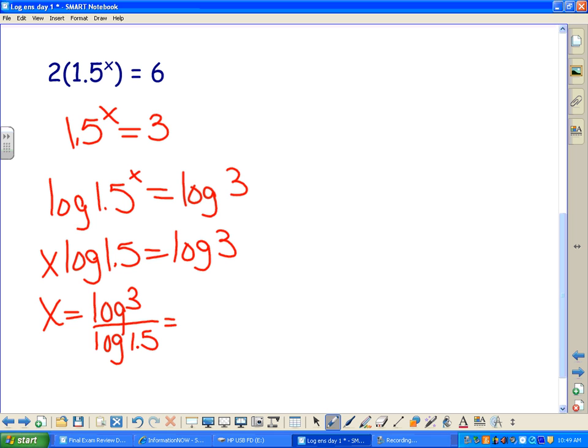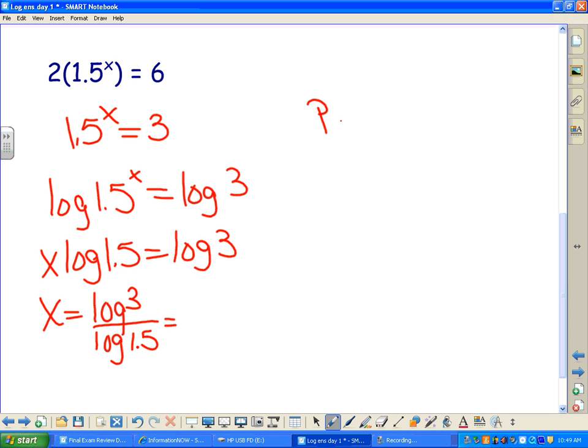Any questions on these equations? Yes? Could you write it as the log of 3 divided by 1.5? Good question. Can that be written as the log of 3 divided by 1.5? No. Okay? Because those are two separate logs. It's the log of 3 divided by the log of 1.5.